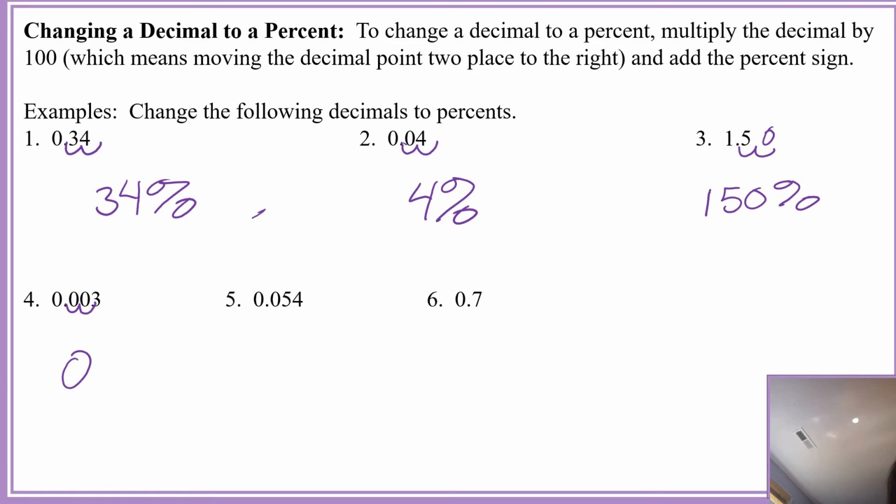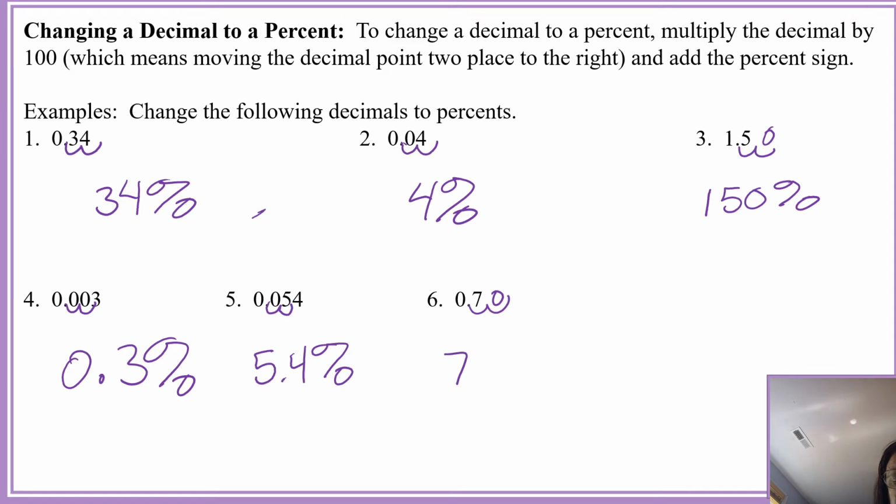1, 2, 0.3%. 1, 2, 5.4%. 1, 2, remember there's a 0, so that's 70%. And we're done. Okay, these are pretty easy.